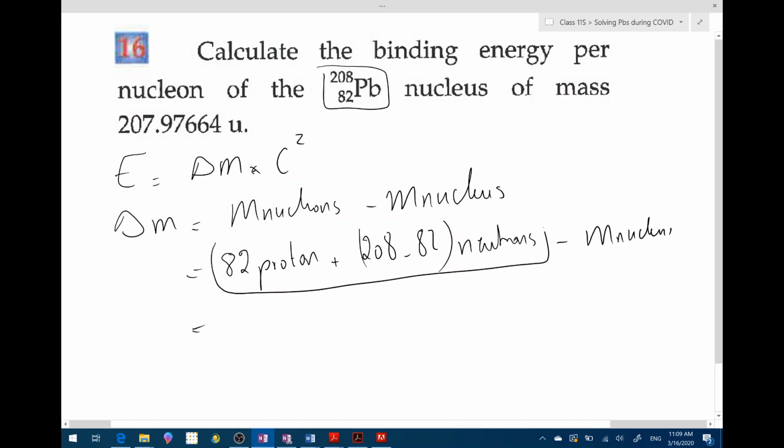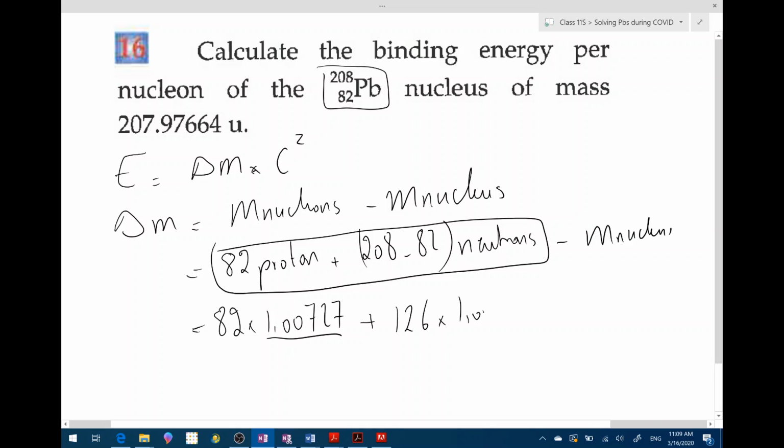Now, let's take a look at those. 82 protons, and the mass of each proton is given to you, 1.00727. So don't worry about it that much. 208 minus 82, that would be 126 neutrons, and the mass of a neutron is given as 1.00866, that is again given to you.